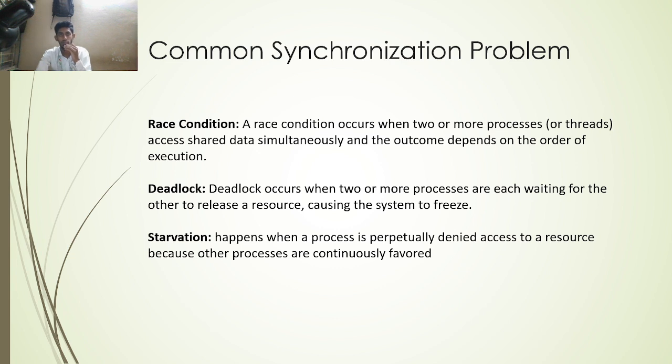Common synchronization problems. Race condition: a race condition occurs when two or more processes or threads access shared data simultaneously and the outcome depends on the order of execution. Deadlock: deadlock occurs when two or more processes are each waiting for the other to release a resource, causing the system to freeze. Last is starvation. Starvation happens when a process is perpetually denied access to a resource because other processes are continuously favored.